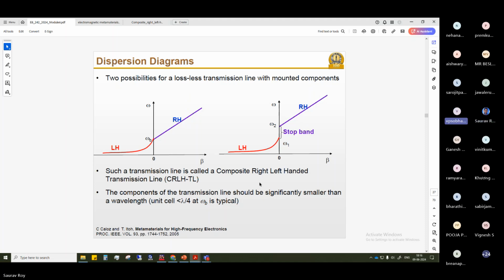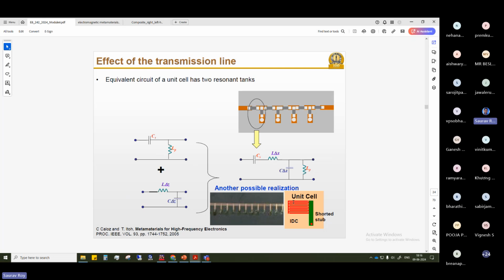Sir, if possible, can you give some example of this material design? Yeah, I will show you one. This is just using a capacitor and inductor. You can do it. I have shown you one picture also. Yeah, this is from this paper. They have done it like this.